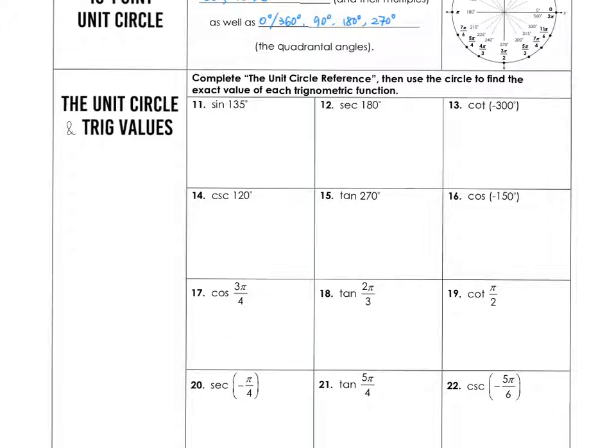I'm going to go through it really quickly. You should again watch that video first. So let's go. Sine 135, reference angle is 45 degrees. Sine 135, second quadrant, should be positive. So then sine 135 should equal sine 45, and that should be root 2 over 2.